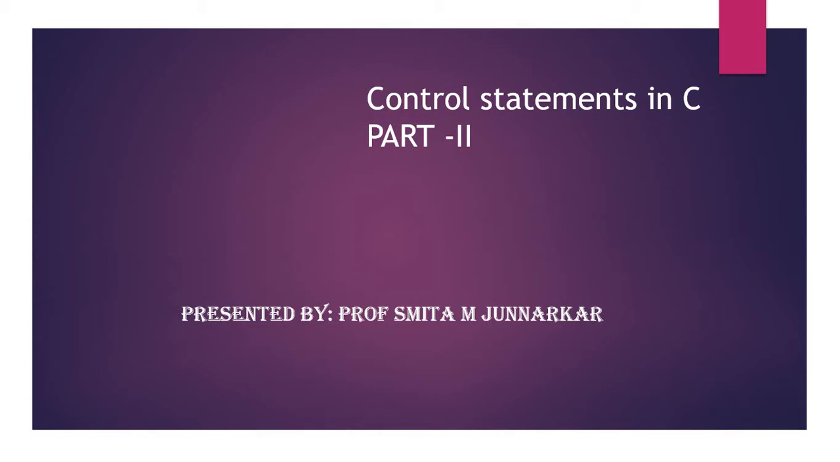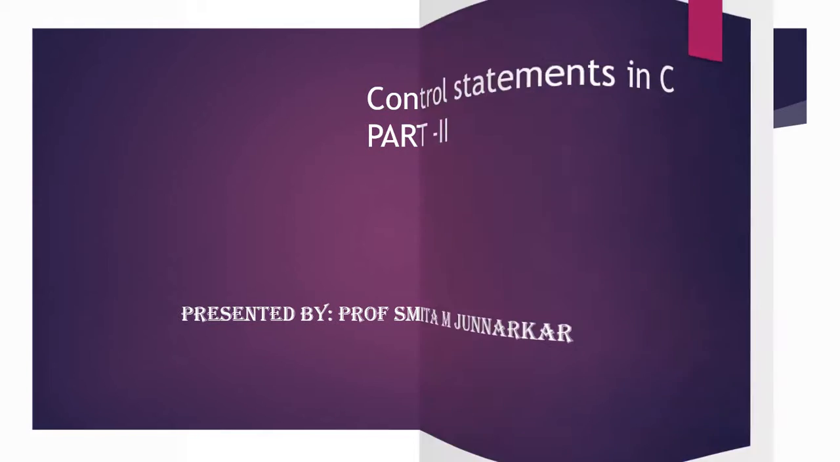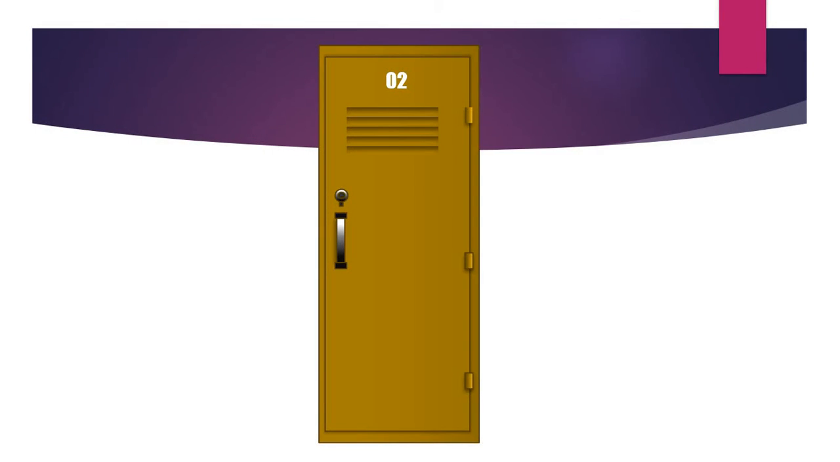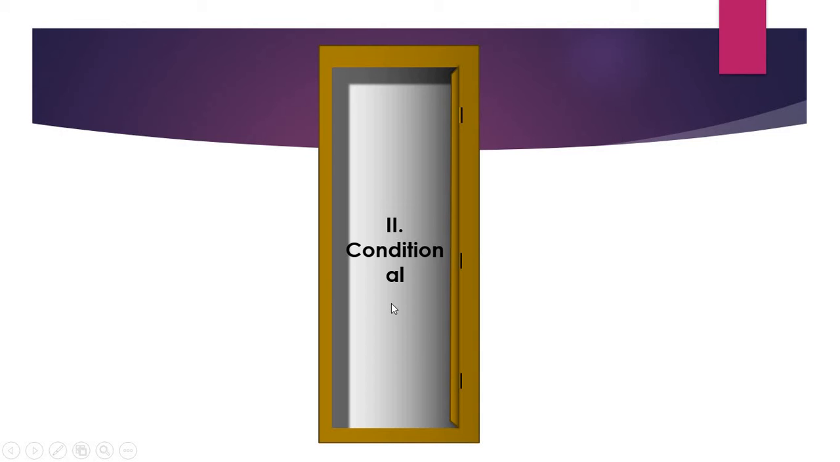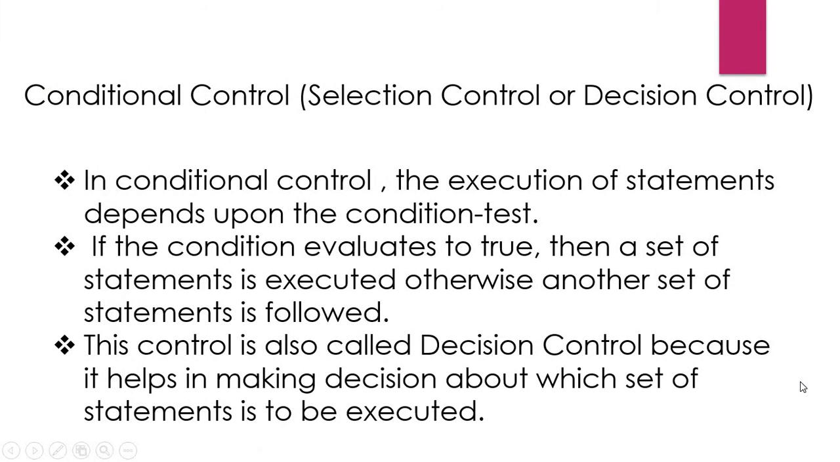Today's topic is control statements in C, part 2. The part 1 video link is already available in the description box. In part 1, we covered the first as well as the second type of control statement. So today we are going to see the conditional control statements. So let's start with our section.